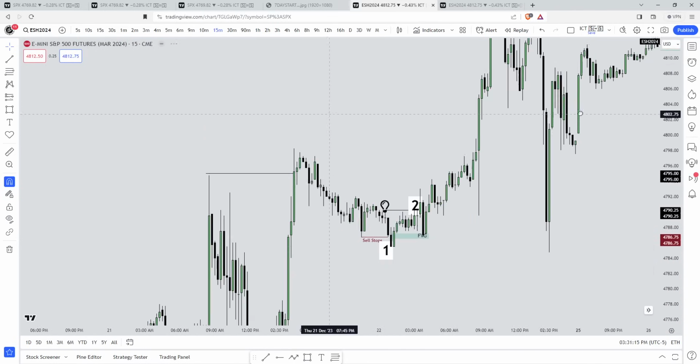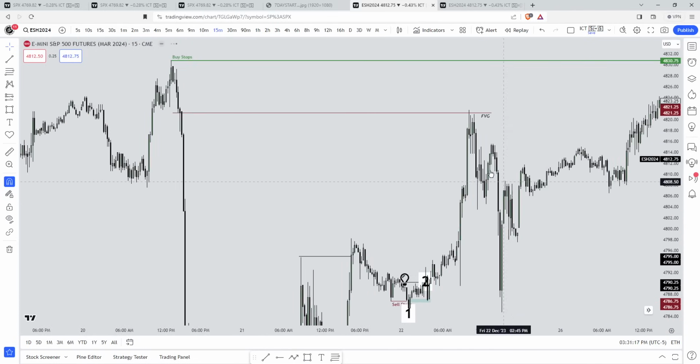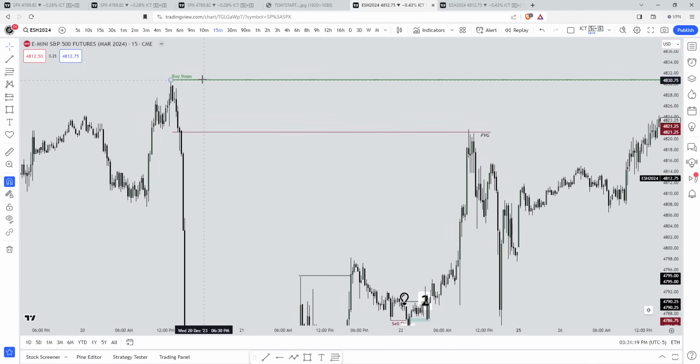And when we do have a bias that price is going to head up to there, I'm not looking to hold for the entire range of price heading all the way up to here, because I don't know if it's going to do that in one day. So since I don't know if it's going to run this high, I just want to target that breaker that we just covered or the fair value gap.